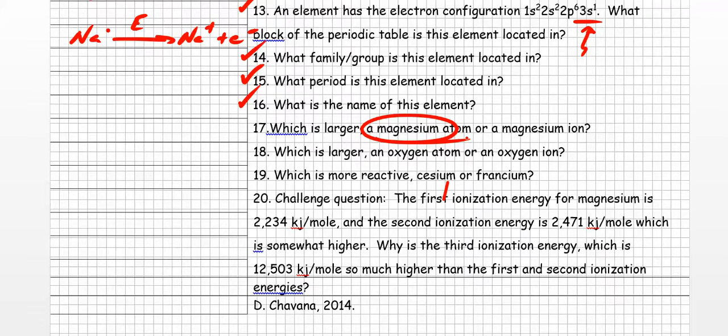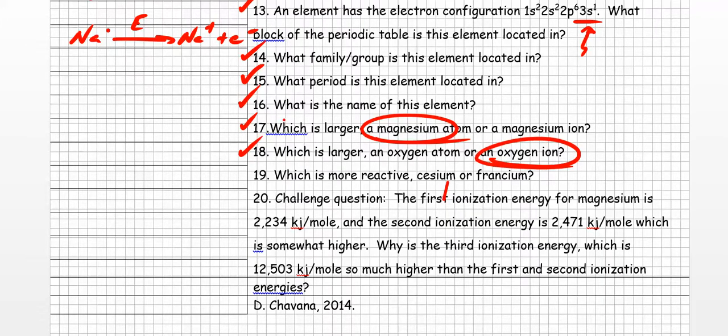On the right-hand side, let's look at number 18. Which is larger, an oxygen atom or an oxygen ion? The ion is bigger because it has 2 more electrons than the atom from which it came. So this time the ion is larger. That's number 18.